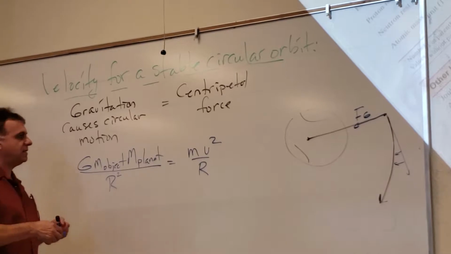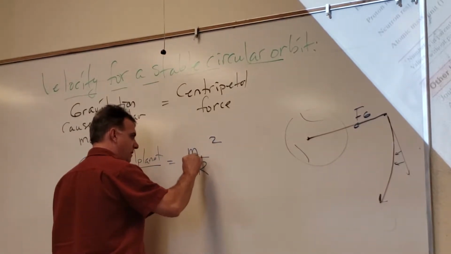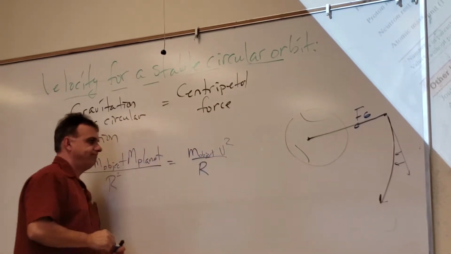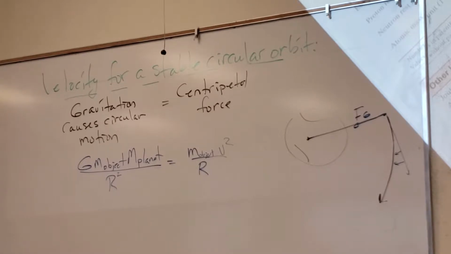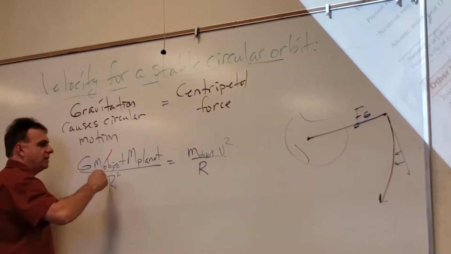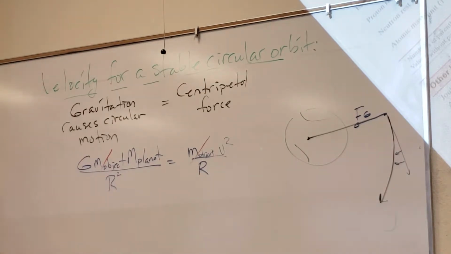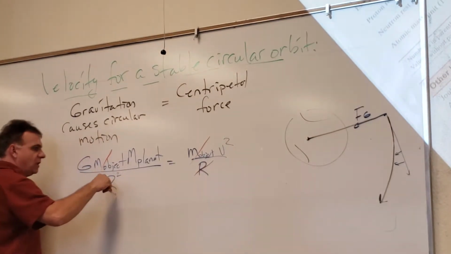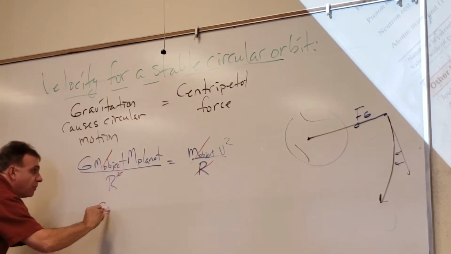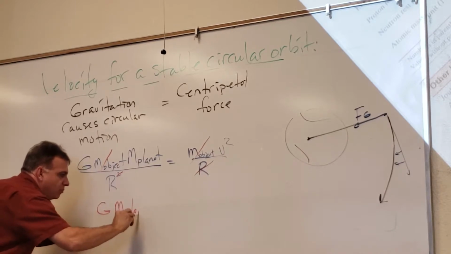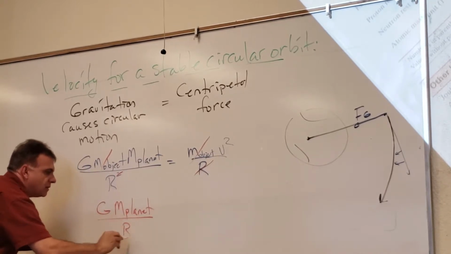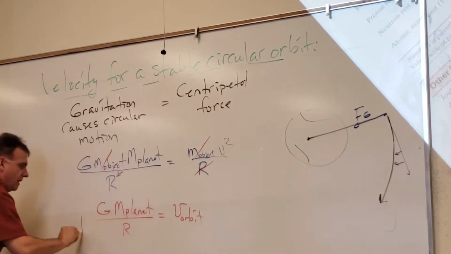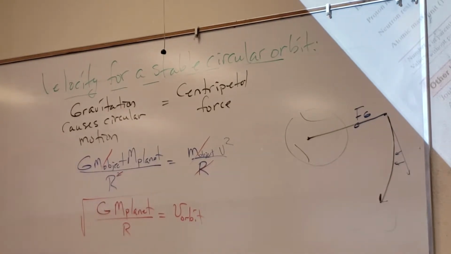This mass right here is the mass of the object. Well, guess what? The mass of the object doesn't matter, once again. It's the same speed for any object that you put into space. This R right here cancels one of the R's right there. So what you're left with is capital G, the constant, the mass of the planet, divided by the size of the circle, equals the velocity of the orbit. And that's velocity squared, so I take the square root of both sides.